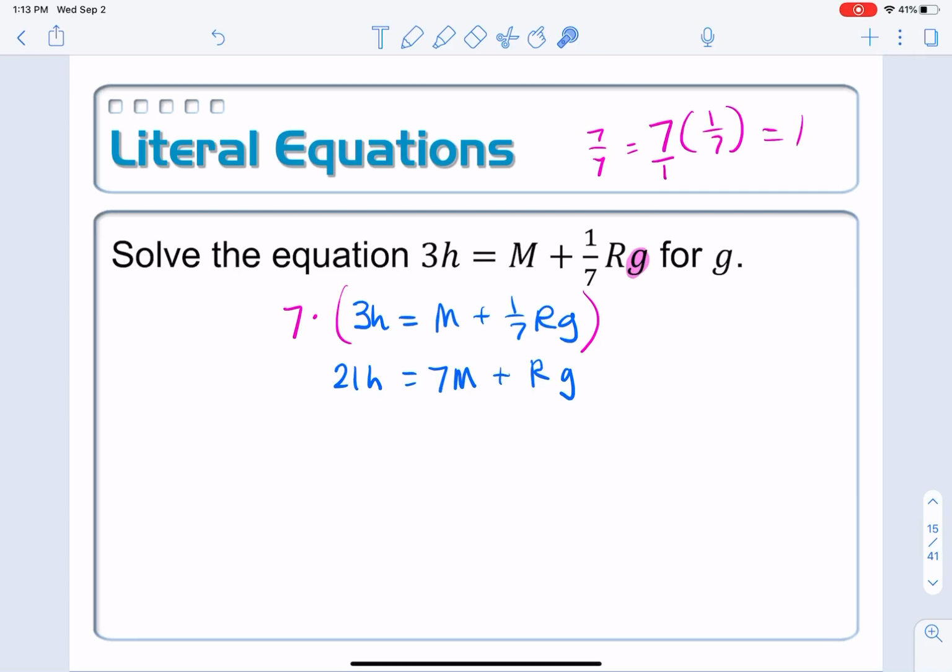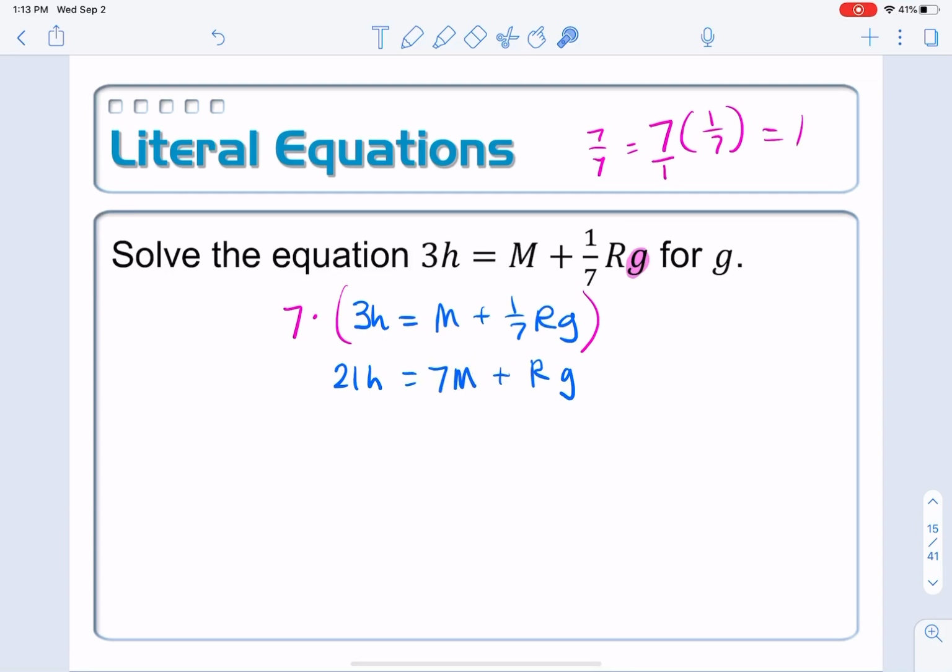So some people think that, like, it's right next to the g, I need to get rid of that r. If I get rid of that r, I think that it complicates the problem, because what it's going to do is create a fraction on this one, and it's going to create a fraction on this one. I want to first get rid of the 7m.